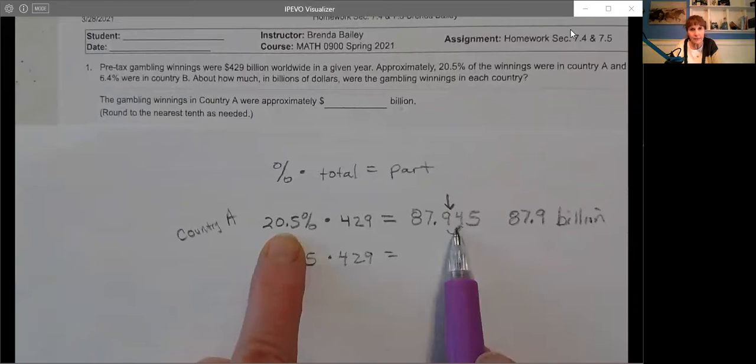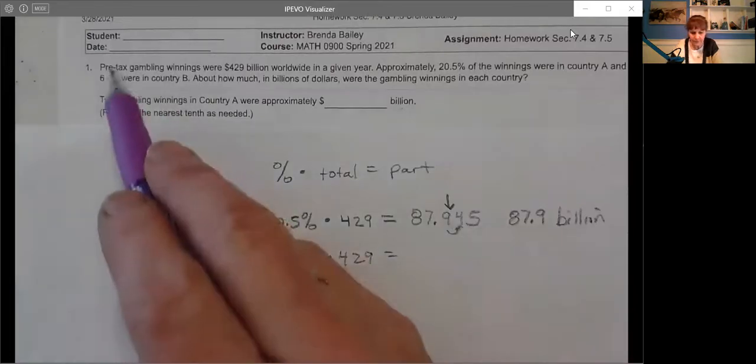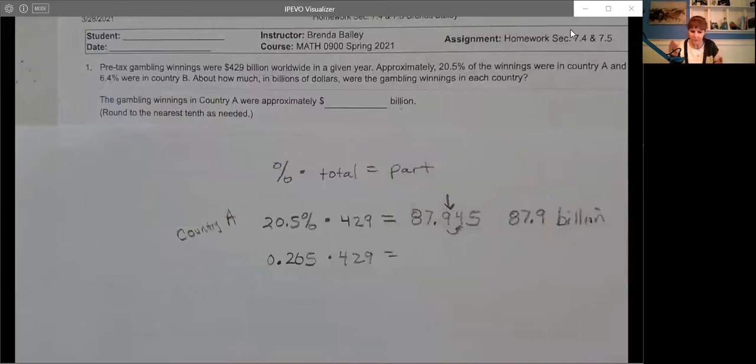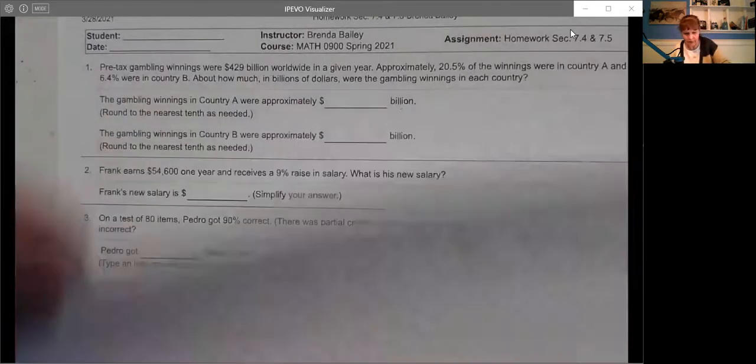So you can do the same thing with the percent of B. Times this will give you the amount of B. So those percentages and this part match. And sometimes this part is also the top in our other template. It's also our numerator. All right, well, I think you can do that one.